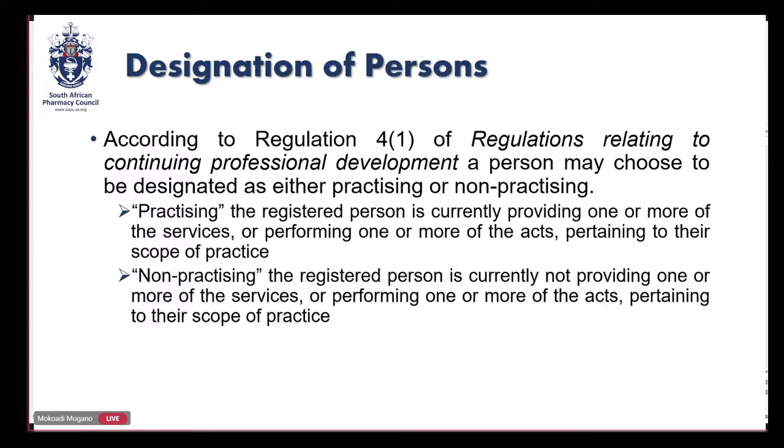Practicing just indicates that the registered person is currently providing one or more of the services or performing one or more of the acts that pertain to the scope of practice of a pharmacist, as I've already indicated. A non-practicing designation means that the registered person is currently not providing any of the acts that pertain to the scope of practice of a pharmacist. So a pharmacist may choose to designate themselves as non-practicing if they do not practice any scope of practice of a pharmacist.